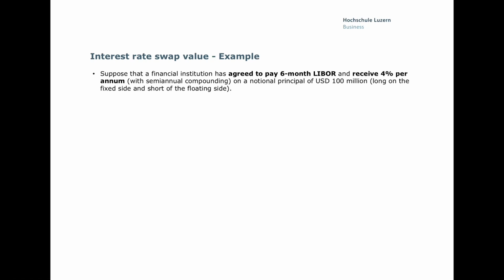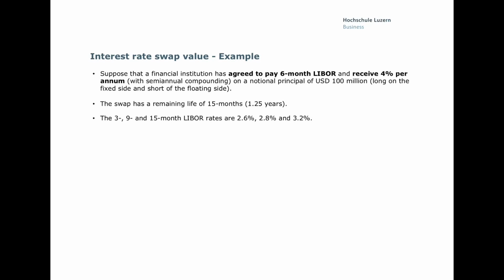Suppose a financial institution has agreed to pay 6 months LIBOR and receive 4% per annum on a notional principal of $100 million US. This means the financial institution is long on the fixed side and short on the floating side. The swap has a remaining life of 15 months. The LIBOR rates with continuous compounding for 3 months, 9 months, and 15 months maturities are 2.6%, 2.8%, and 3.2% respectively. The 6-month LIBOR at last payment was 2.7% per annum.